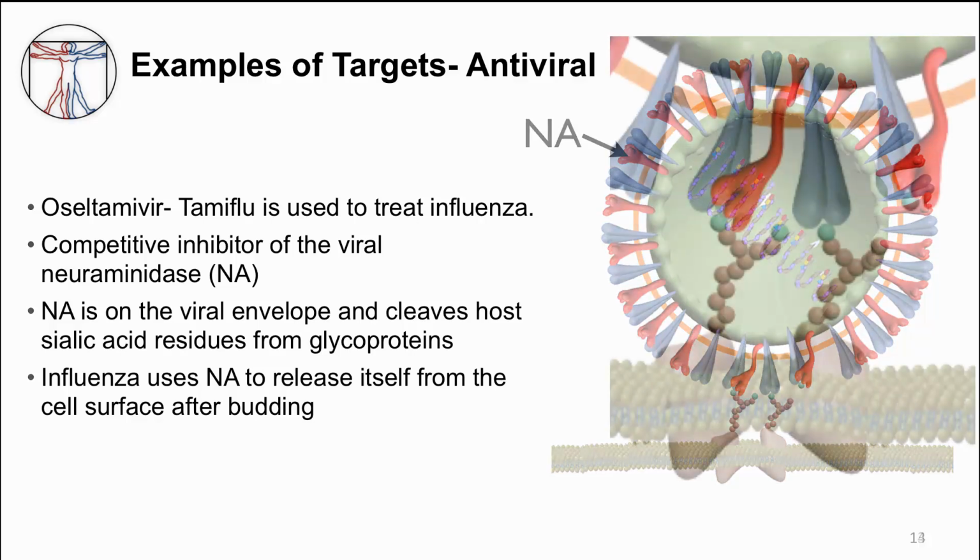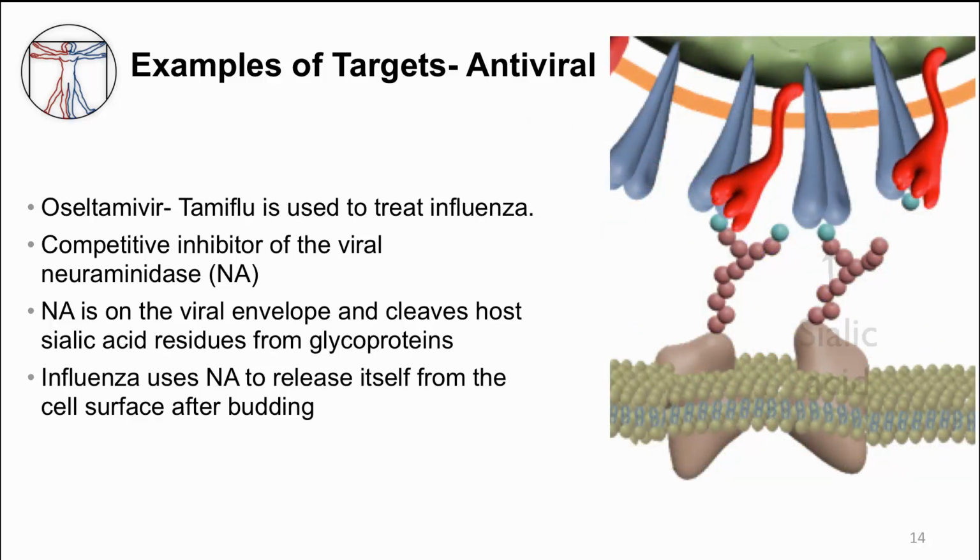In this close-up, you can see the virus is attached to the host cell via sialic acid. To release from the host cell after budding, neuraminidase cleaves sialic acid residues from the host cell surface. The virus is now released. Oseltamivir interferes with this release.